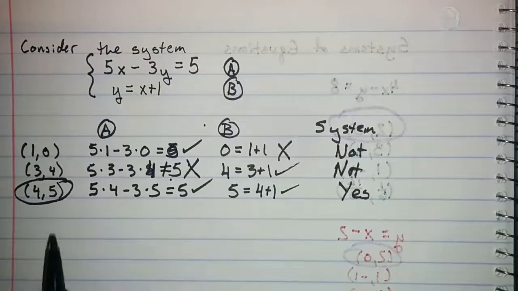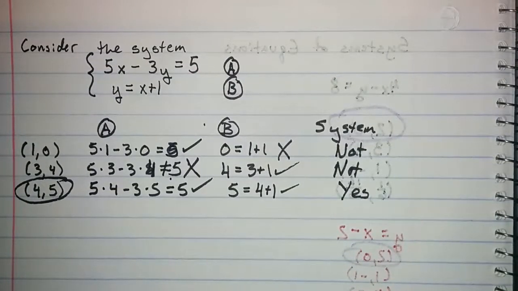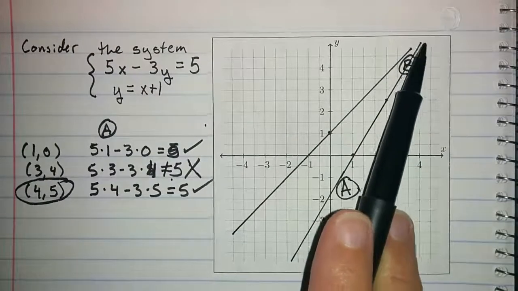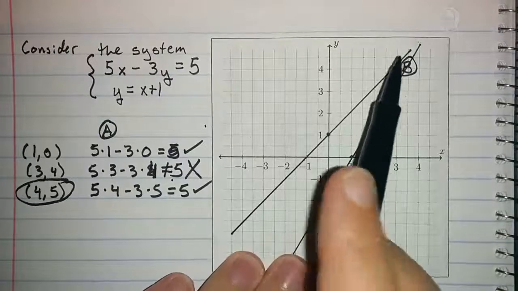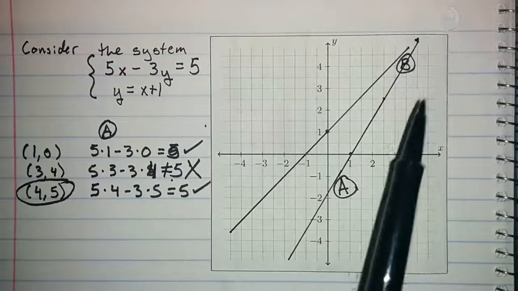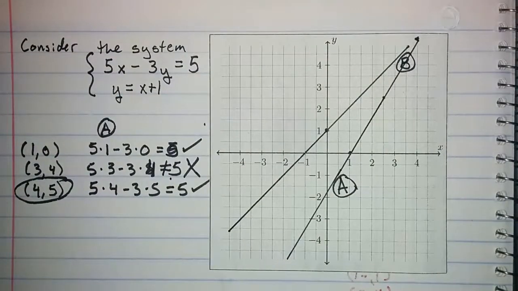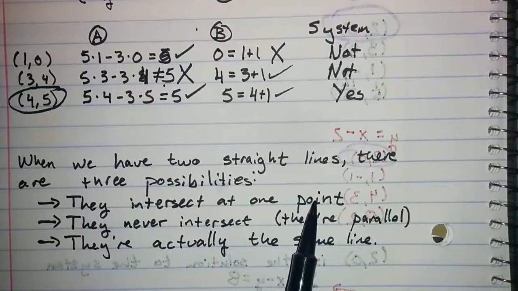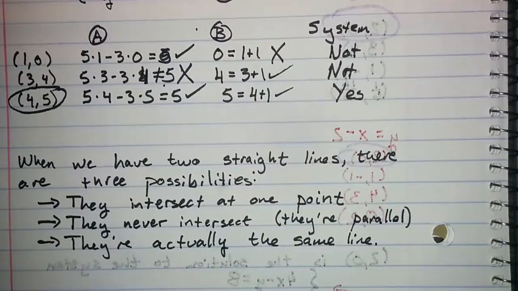Why do I say that this is the only solution to the system? Well, again, here's the graphs of these two equations. The top line is B, the lower line is A. Notice, by the way, that we can't quite see where they cross. It's going to be up here, a little bit above the top of the graph. But these are two straight lines, right? And when we have two straight lines, there are only three possibilities. Either they intersect at exactly one point, which is the typical thing for two lines to do, or they never intersect, that is, they're parallel, or maybe they're actually the same line in disguise.